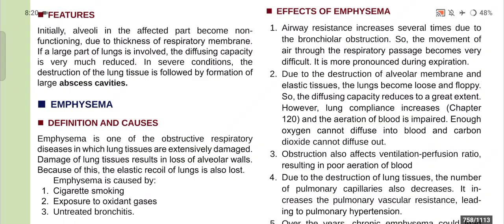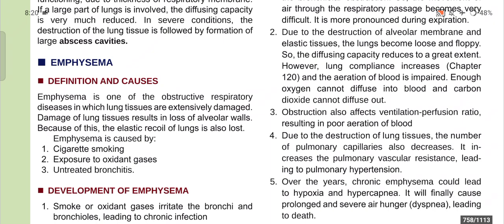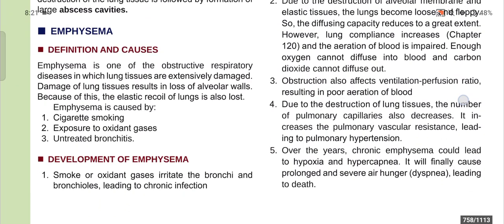And the number two effect is due to destruction of alveolar membrane and elastic tissues, the lungs become loose and puffy, and so the diffusing capacity reduces to a greater extent, and however lung compliance increases and the aeration of blood is impaired. Enough oxygen cannot diffuse into the blood and carbon dioxide cannot diffuse out. Number three effect is obstruction also affects the ventilation perfusion ratio and results in poor aeration of blood.